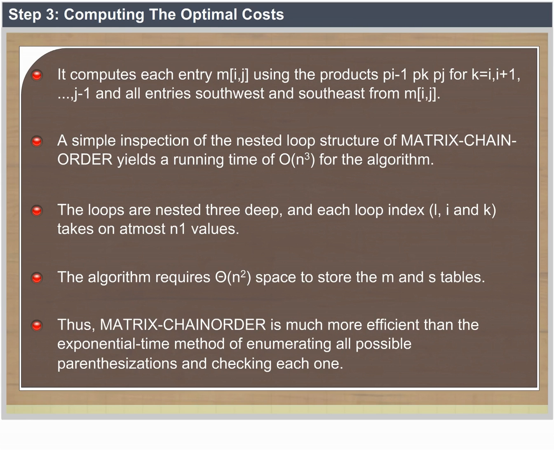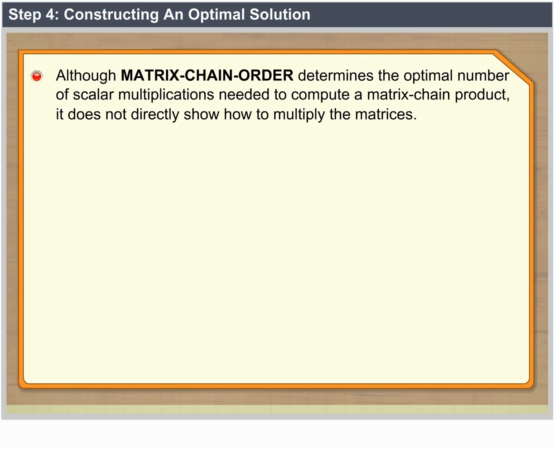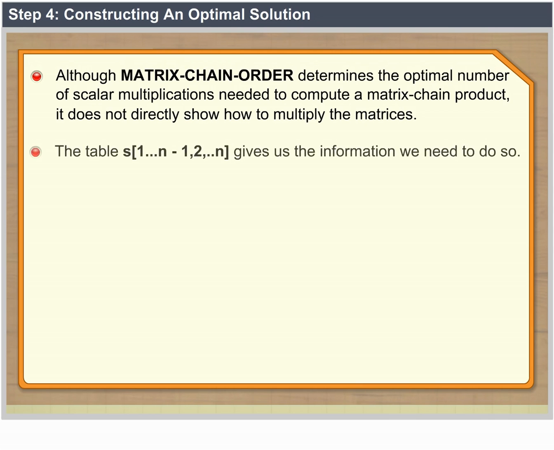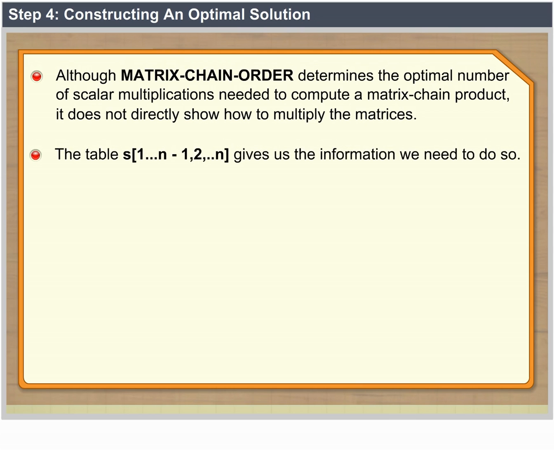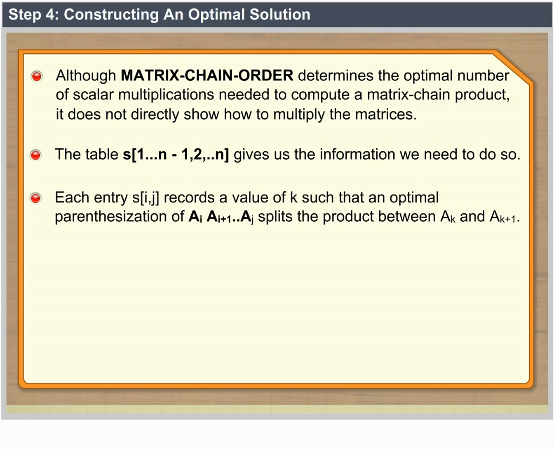Step 4. Constructing an optimal solution. Although Matrix-Chain-Order determines the optimal number of scalar multiplications needed to compute a matrix chain product, it does not directly show how to multiply the matrices. The table s[1..n-1, 2..n] gives us the information we need to do so. Each entry s[i, j] records a value of k such that an optimal parenthesization of A_{i+1} up to A_j splits the product between A_k and A_{k+1}.